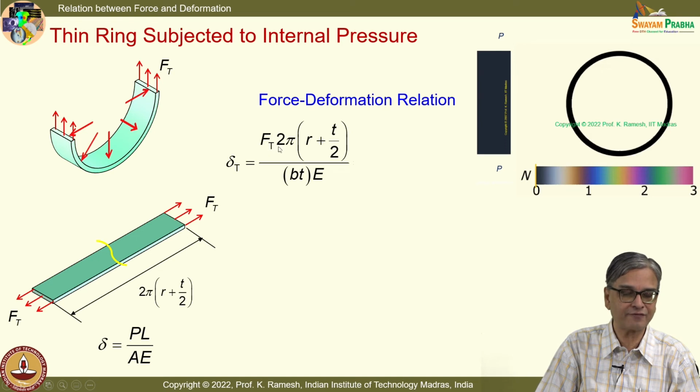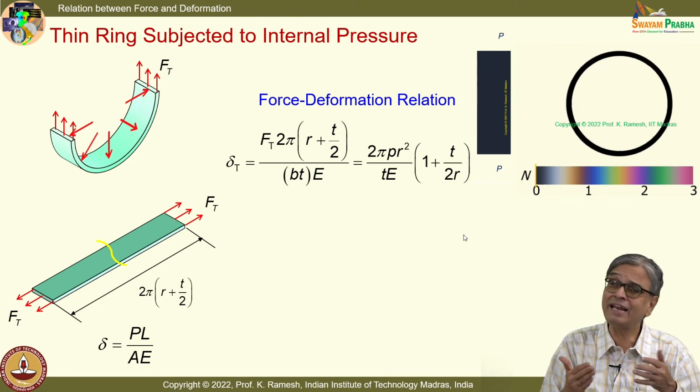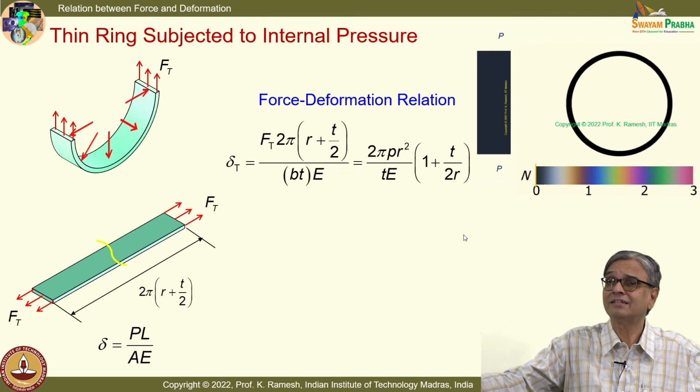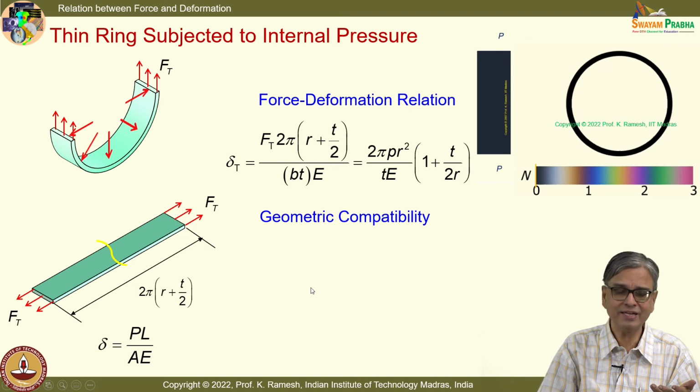I put that elongation as delta t. So, force is Ft, L is this, area is Bt, and then Young's modulus E. If I substitute this, I get 2 pi P r squared divided by T E multiplied by 1 plus T by 2R. But this is not what we wanted. We wanted the radial expansion. What is the interrelationship? The circumference is increasing by this. How do I find out the radial displacement? Simply divide by 2 pi, fine. So, you have to bring in all your analytical geometry.